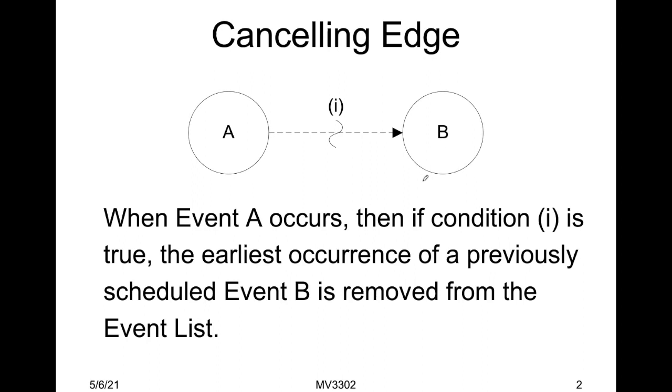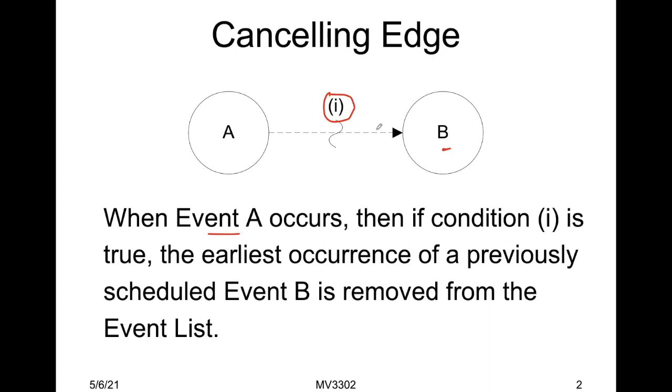So the idea is that B had previously been scheduled by some other event. Otherwise, this doesn't make sense. But this is just the canonical form. The way that it works is when event A occurs, again, as with a scheduling edge, we have a Boolean condition which is either true or false. But if it's true, then what happens is the earliest occurrence of a previously scheduled event B, in this case, the event that it's pointing to, is simply removed from the event list.